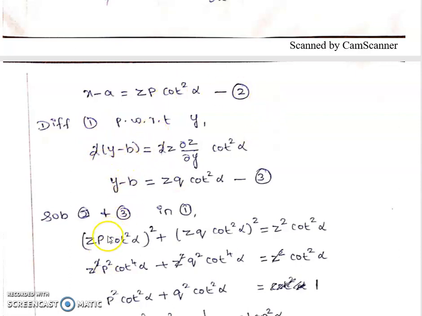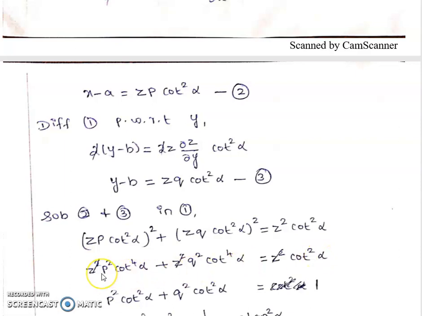So this can be written as (zp cot²α)² + (zq cot²α)² = z² cot²α. If you square this term, you get z²p² cot⁴α + z²q² cot⁴α = z² cot²α.